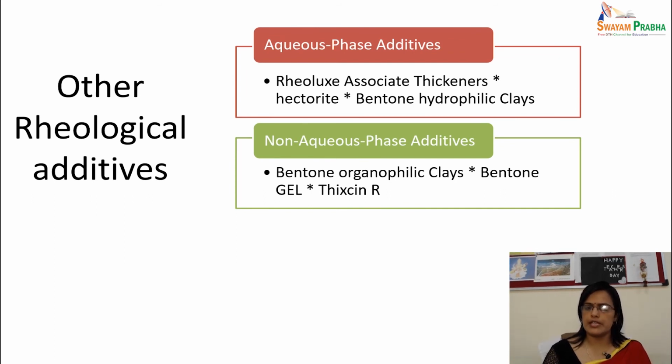So aqueous phase: Rheolox associate thickener, Hectorite, Bentone hydrophilic clays. Non-aqueous: Bentone, organophilic clays, Bentone gel, Thixin R. So these are its brand names.